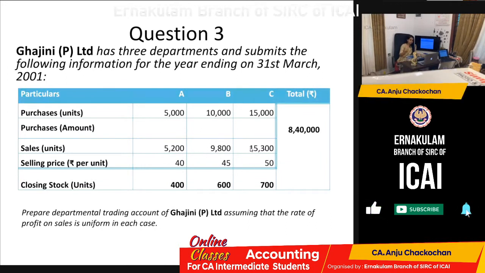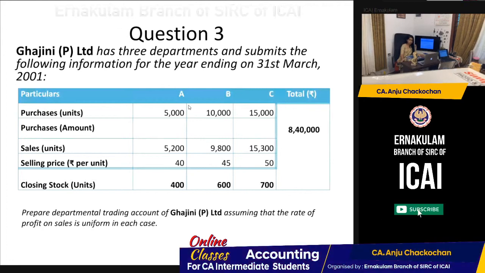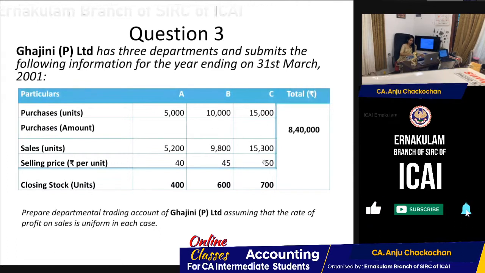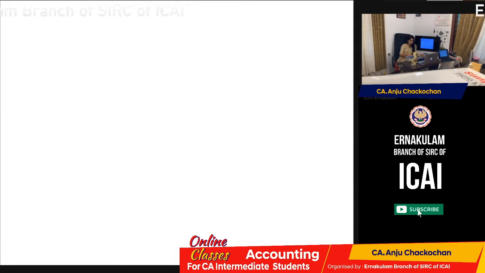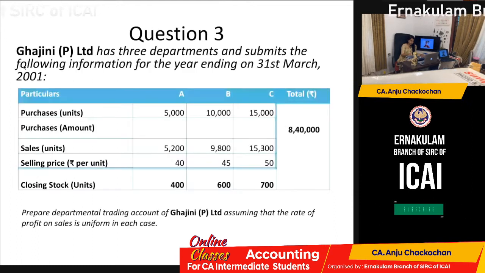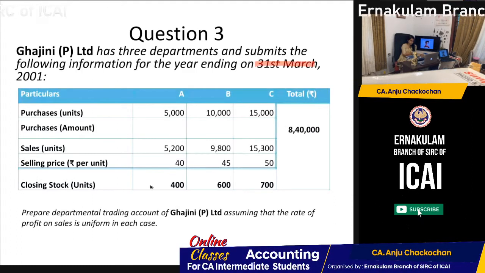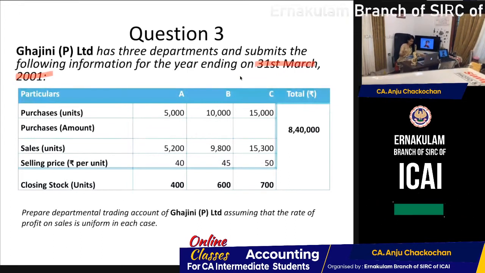Gajni Private Limited has three departments and submits the following information for the year ending on 31st March 2001. So the period date is given as 31st March 2001. You're given the purchase units: 5,000, 10,000, 15,000. The number of units are given.